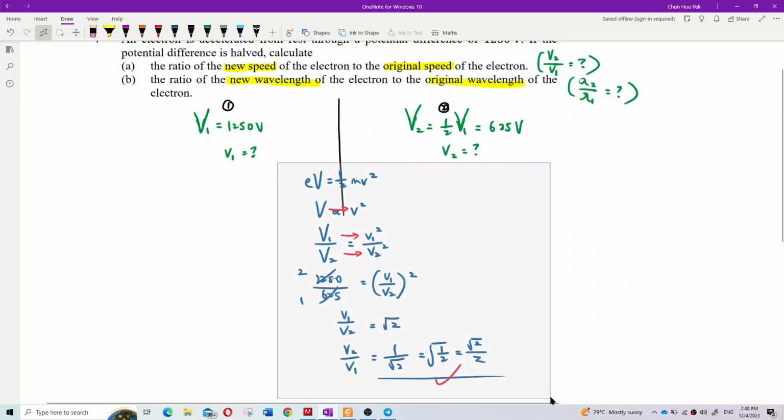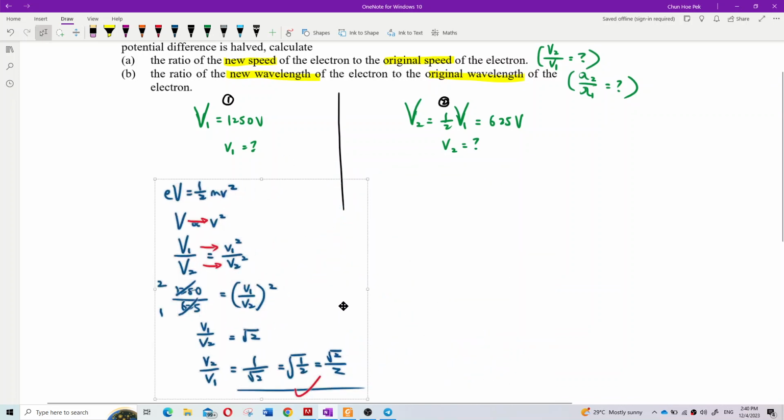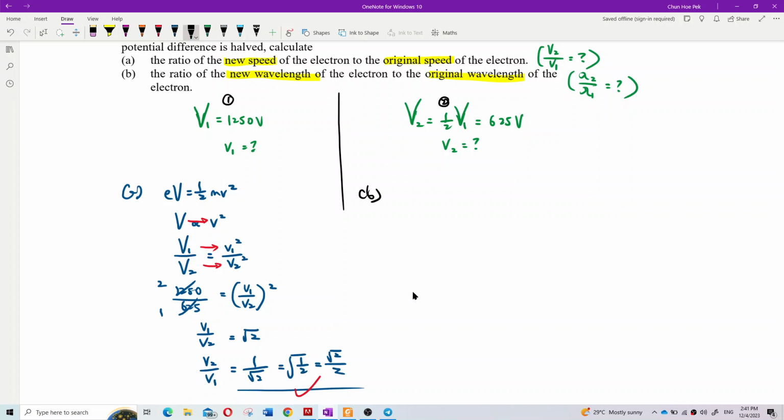Okay, this one I put on the other side over here. So this is just now question A. So question B now. New wavelength, that means I want lambda 2 over lambda 1. So how are you going to do it? New wavelength over original wavelength. I'm going to use this formula: lambda equal to h over mv.